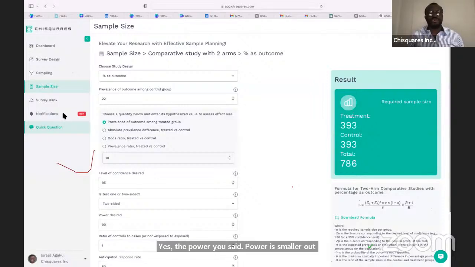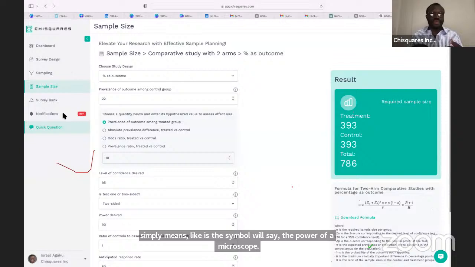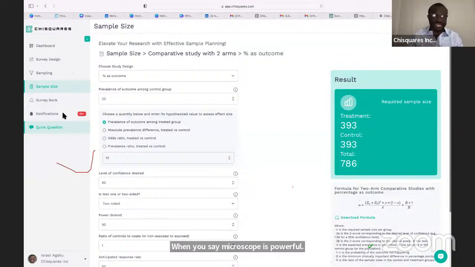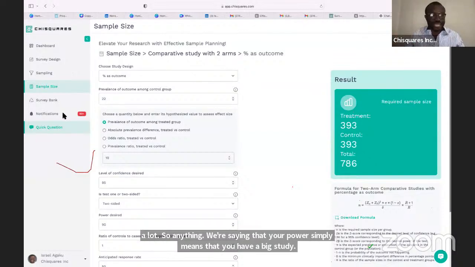Oh, okay. Power is not a physical construct. Power simply means, it's the same way we say the power of a microscope. When you say a microscope is powerful, you are simply saying that, wow, that microscope can detect even the smallest things. So when we talk about power, we're not talking about power in the concept of having a lot of muscles or anything. Power simply means that you have a big enough study, right? And so that's what it means in simple terms.